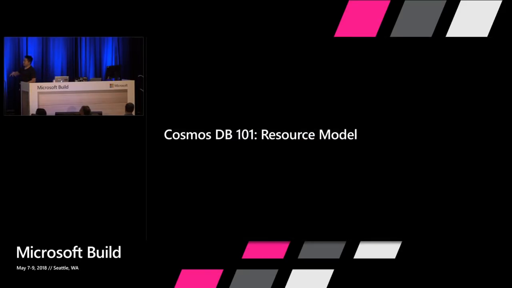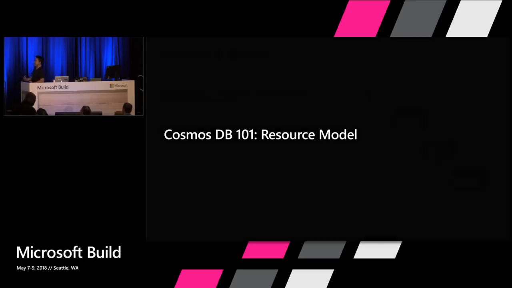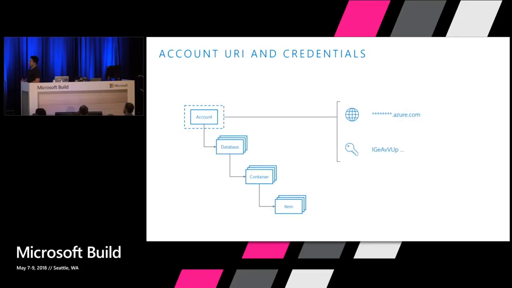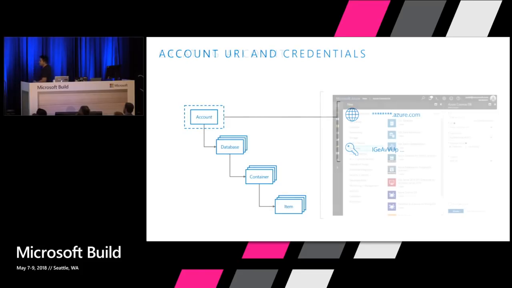So now that you have an idea of what this thing is, let's talk about how you take advantage of it. What are the core things that you need to know? The very first thing to understand is going to be the resource model. So as you provision a Cosmos DB account, the very first thing that you'll be presented is an account. The account is just a URI and an endpoint for connecting your client application to Cosmos DB.